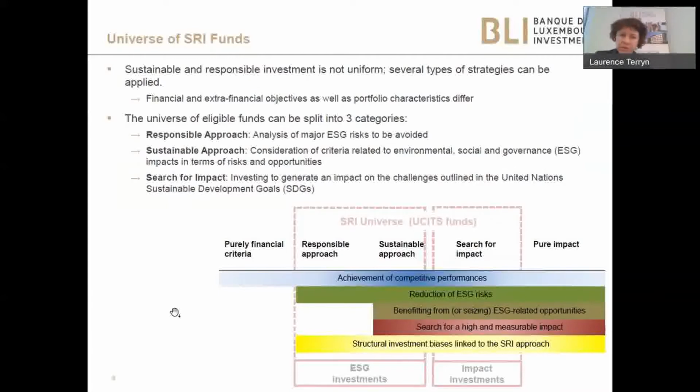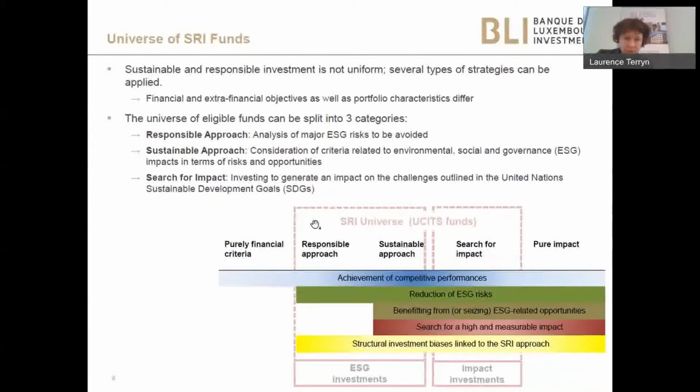As you know, the universe is not uniform. The way to invest in a sustainable and responsible way can be quite different, and several types of strategy can be applied. The financial and extra financial objective, as well as the portfolio practical characteristic, can largely differ. We could split the universe of eligible funds into 3 categories, as you see on the image below, from the pure financial strategy to the pure impact strategy. In the middle, we have kept 3 categories.